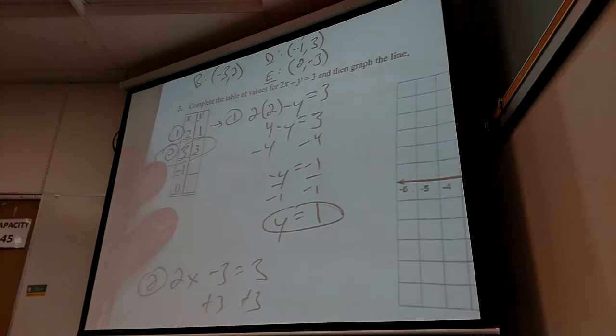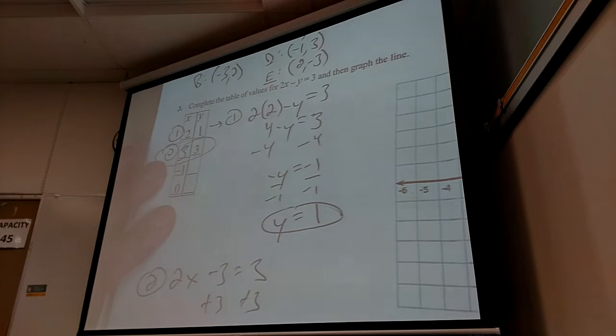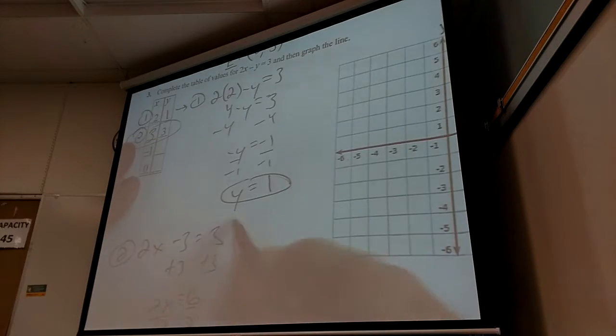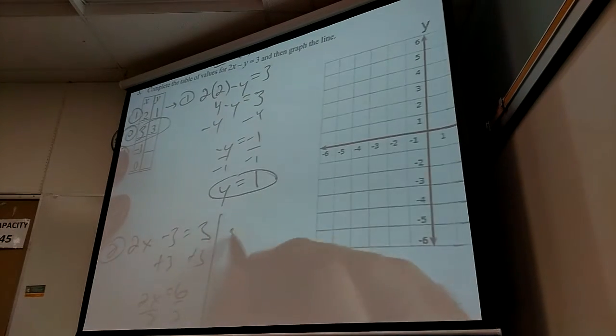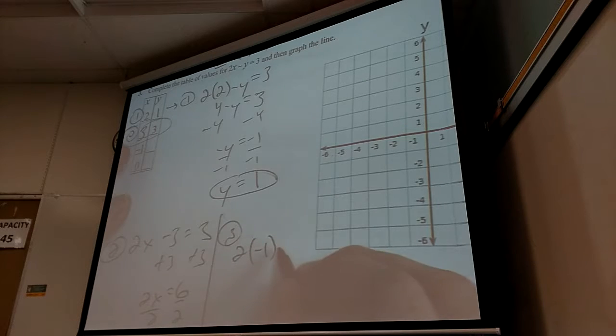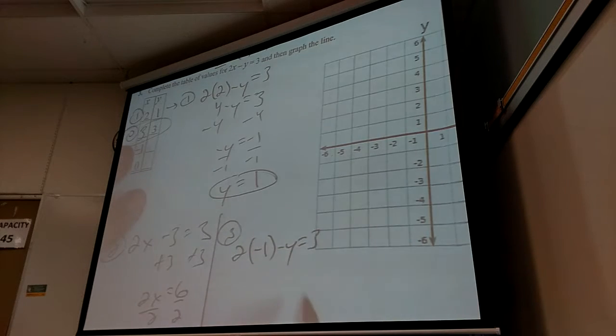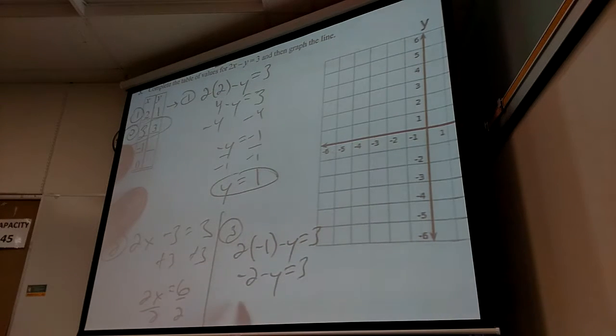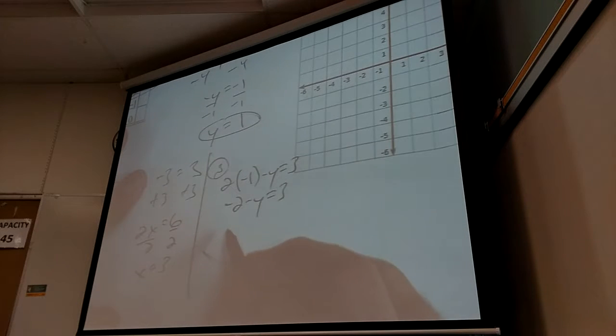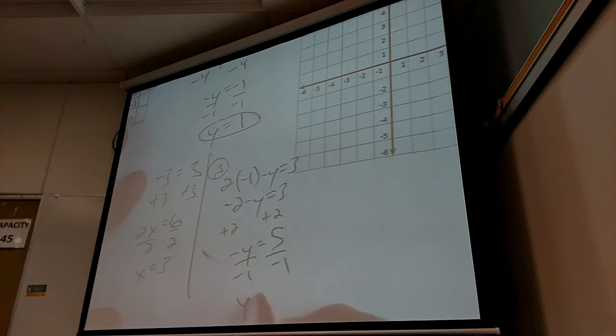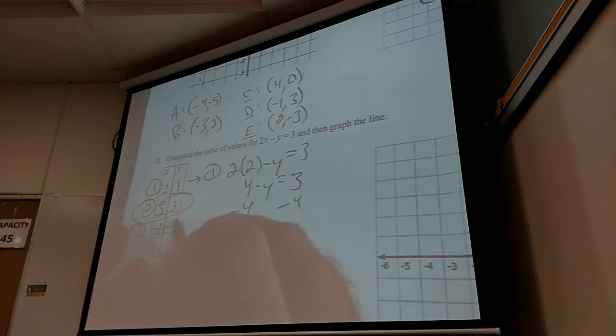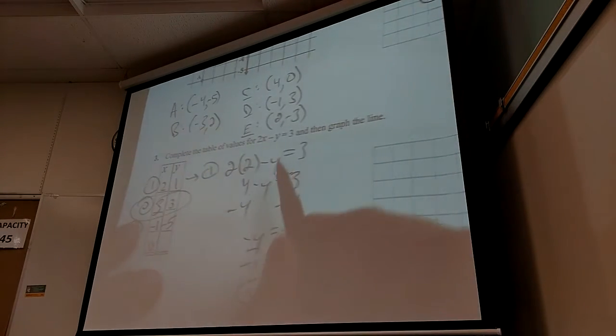How's everybody doing so far? If you guys are cool with that one, you're cool with anything I put in there. Because now what are you going to do for the third one? Replace x with -1. -2 minus y equals 3. Add 2. -y equals 5. Divide by negative 1, y equals negative 5.